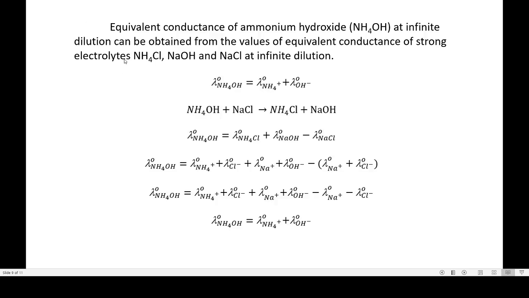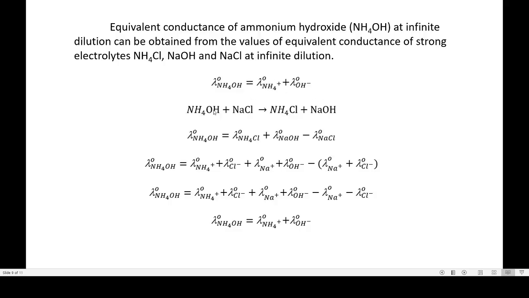So let us take another example, that is the determination of equivalent conductance of a weak electrolyte, the weak base ammonium hydroxide, at infinite dilution. So it can be calculated from the values of equivalent conductance of strong electrolytes ammonium chloride, sodium hydroxide and sodium chloride at infinite dilution. So according to Kohlrausch law, the equivalent conductance of ammonium hydroxide at infinite dilution will be equal to the ionic conductance of ammonium ion plus the ionic conductance of hydroxide ion at infinite dilution.